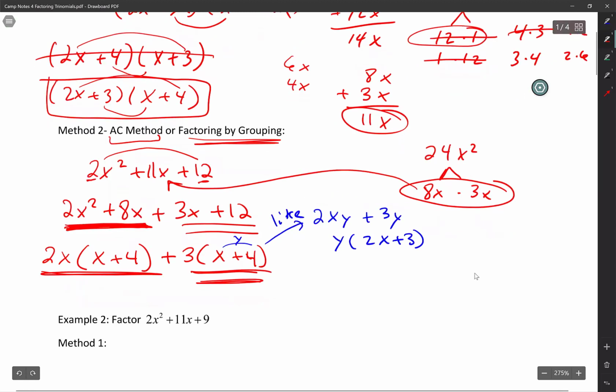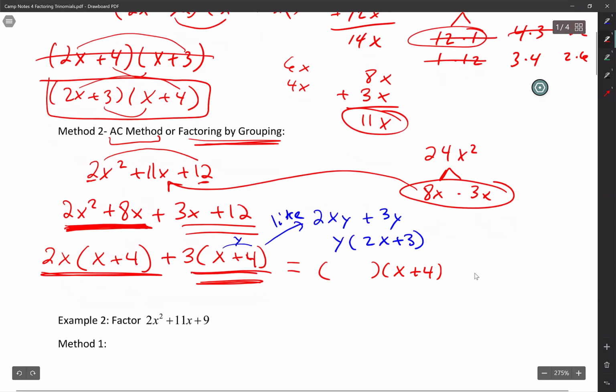So if I consider it to be similar to that, that means I can factor out an x plus 4. I'm going to put an equal sign. I'm going to say x plus 4. But the reason why I like to write it on the right-hand side, guys, you'll see right now. And then I'm going to write that 2x plus 3 right here. 2x plus 3. And look, there's your x plus 4 like if it was your y there.